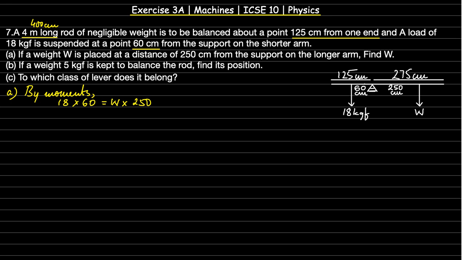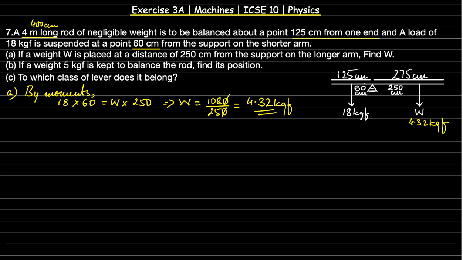18 into 6 is 108. So we get W is equal to 1080 divided by 250, 250 goes to the other side, so divided by 250, 0 cancels, and after doing the calculations we get this as approximately 4.32 kgf. So W, we got it as 4.32 kgf, so that would be the value of W. So I hope this part is clear. I would write it here as 4.32 kgf.